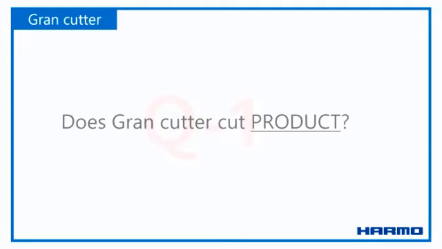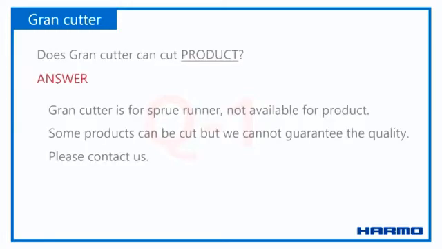Question number 1, does Gran Cutter cut products? The answer is basically no. Gran Cutter is for runners or spools, so it doesn't cut products, but it depends on the product. Please contact us for more details.